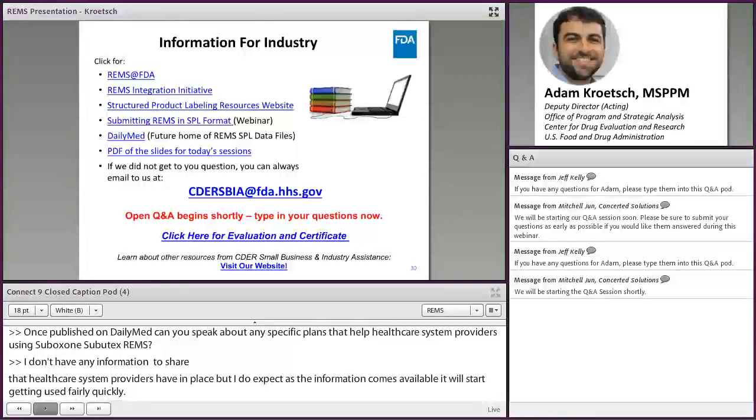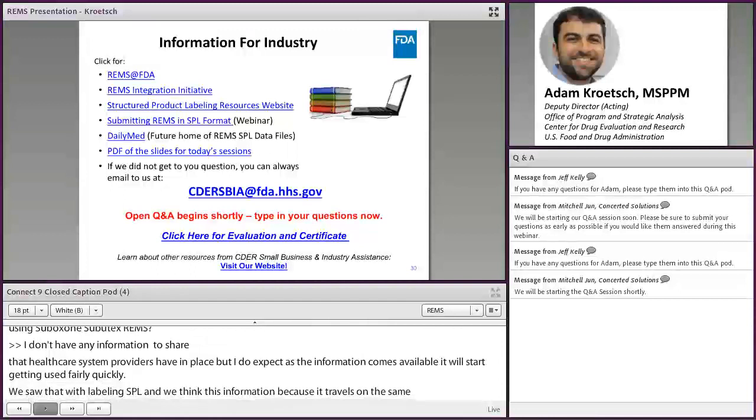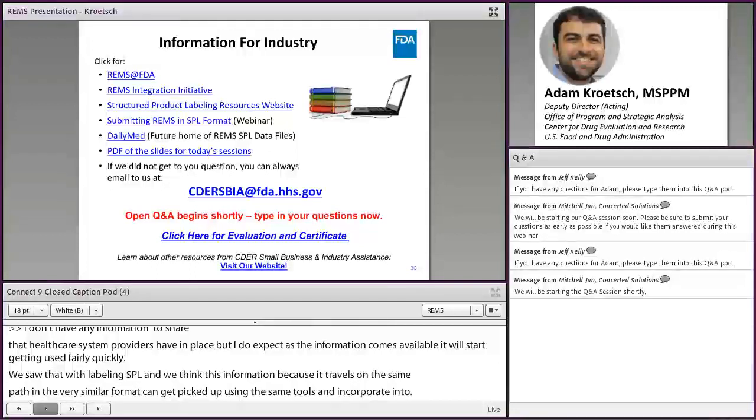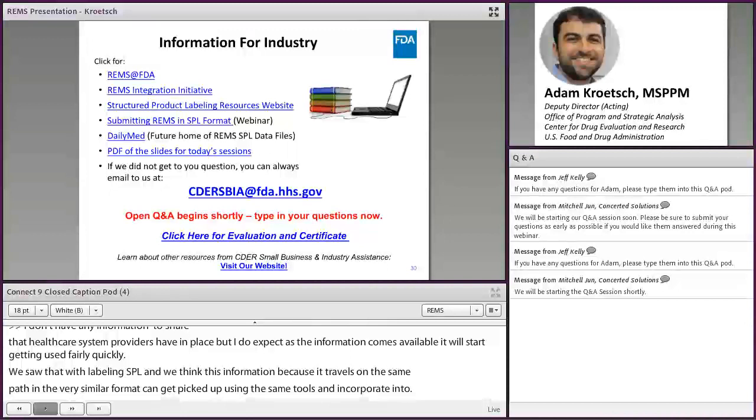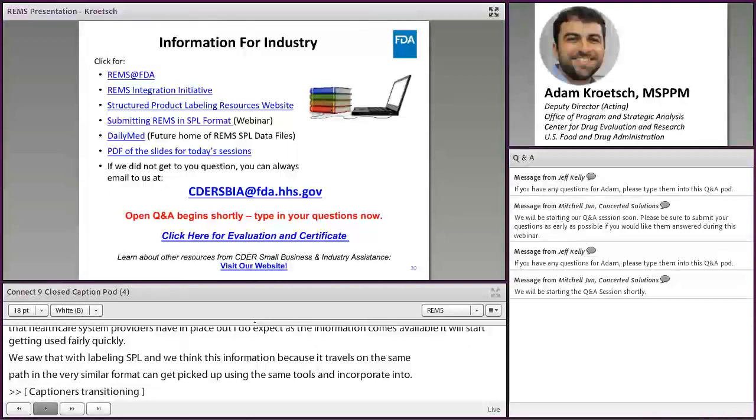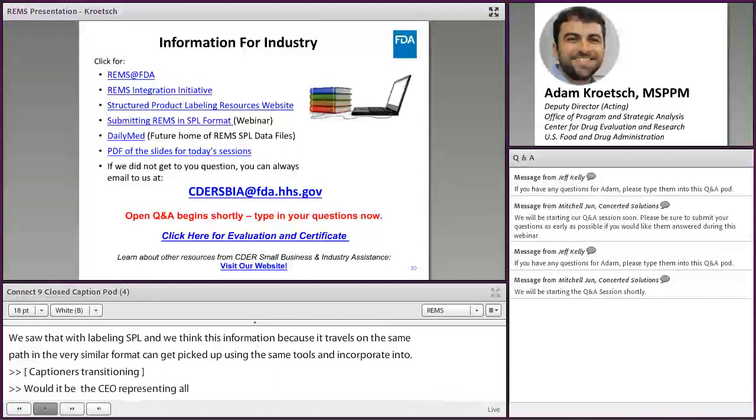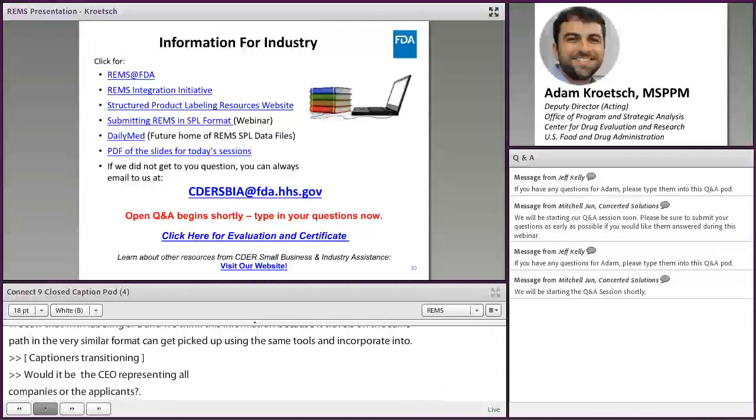Next question. For applicants participating in a single shared REMS, who will be responsible for preparing the SPL file? Would it be the CMO representing all member companies or the individual applicants? So there are a number of different ways that shared system REMS can be submitted. Some companies who are participating in shared system REMS right now are submitting their REMS documents separately, each company submitting an identical REMS document, and others are submitting them jointly using a drug master file.